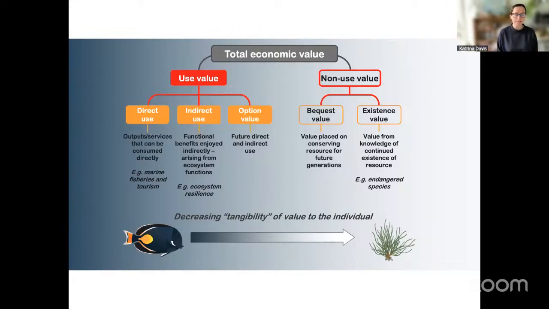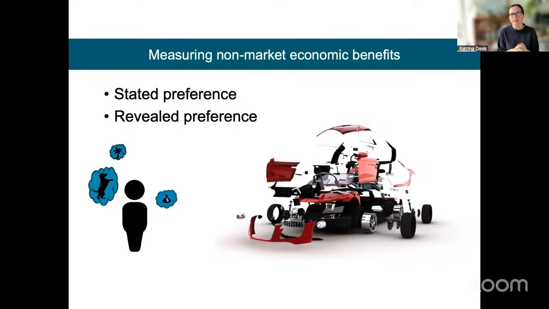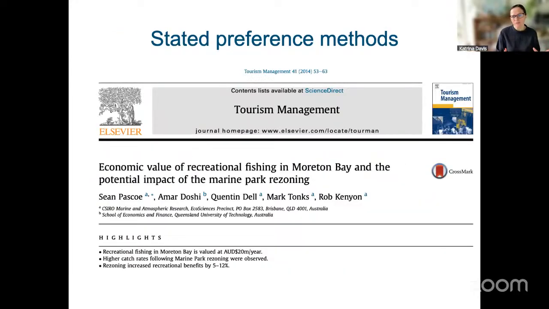Okay, so this is your foreshadowing of what is yet to come. So I will go through these quicker, knowing that you'll see them tomorrow. So this is how we measure non-market benefits. Effectively, we have two ways of doing this, which is our stated and our revealed preference methods. An example of a stated preference method in the marine setting was the work of Sean Pascoe and colleagues in the area which I have just visited in Australia.